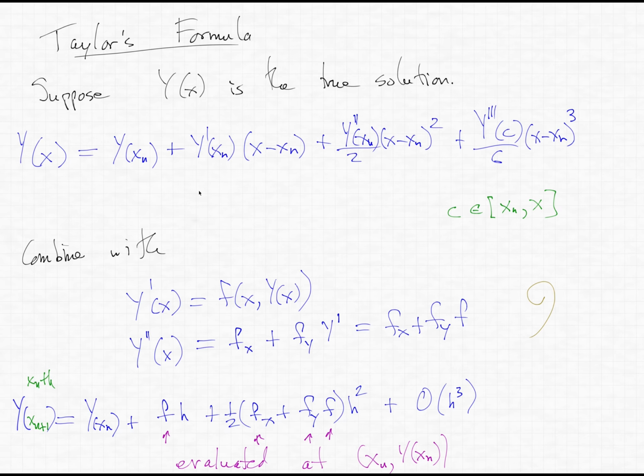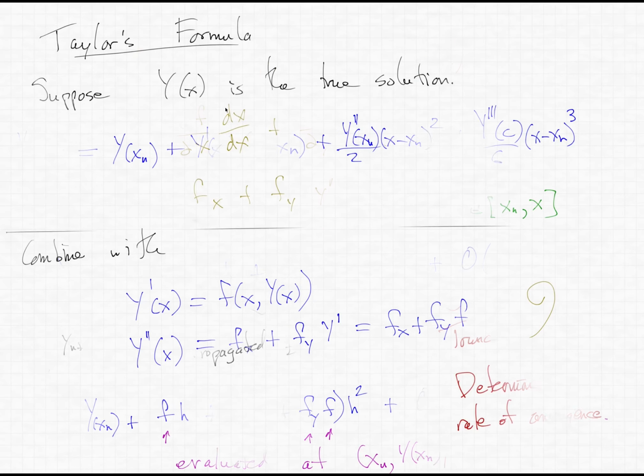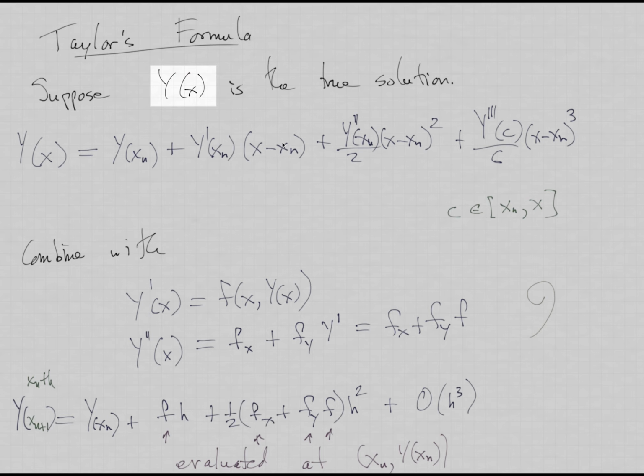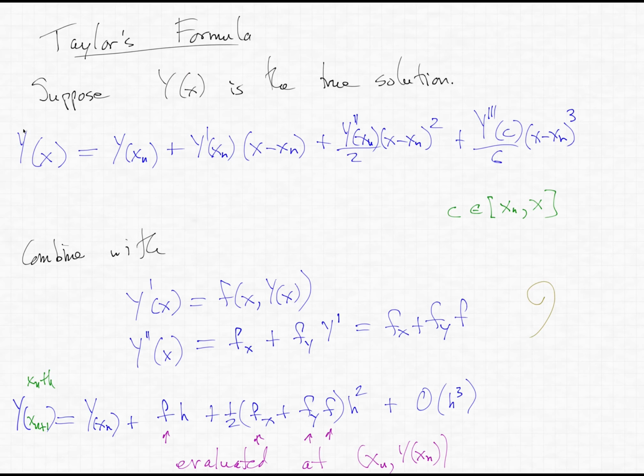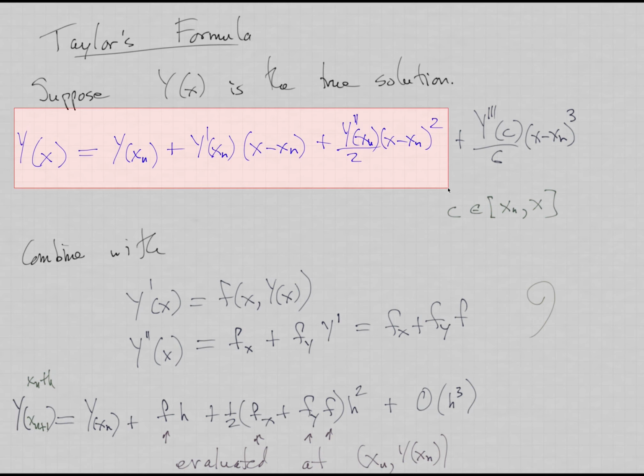Let's see. First of all, what we're going to assume is that y of x, capital Y of x, that's the true solution to the ODE that we're working on. And then y is just a function of x. So we can expand y in an ordinary Taylor series. So here I'm doing an order 2 Taylor series. Right? So it's equal to, I'm expanding it about the point xn.